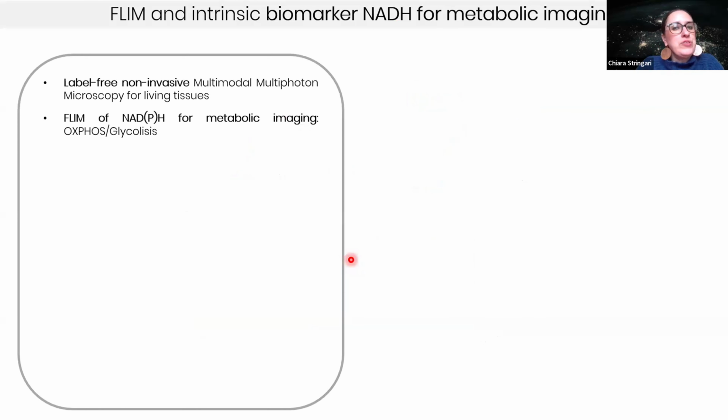So to conclude, I hope I showed you how we can do fluorescence lifetime microscopy with intrinsic biomarkers, especially with NADH, and how this is very powerful for metabolic imaging because this is label-free, non-invasive, and can report on the oxidative phosphorylation and glycolysis balance in tissue and cells.